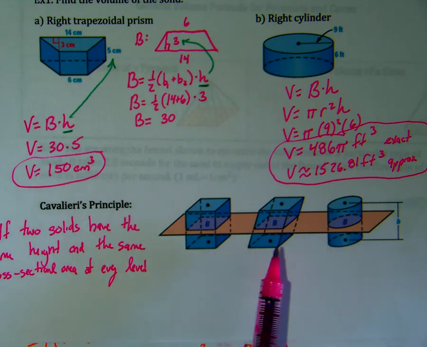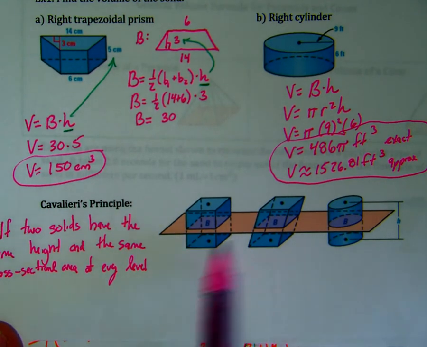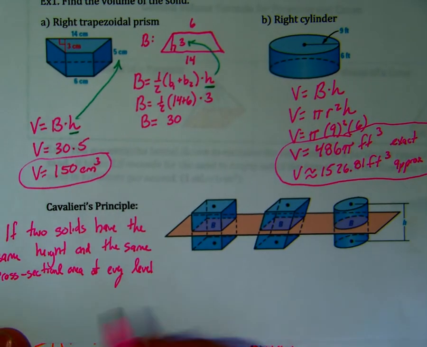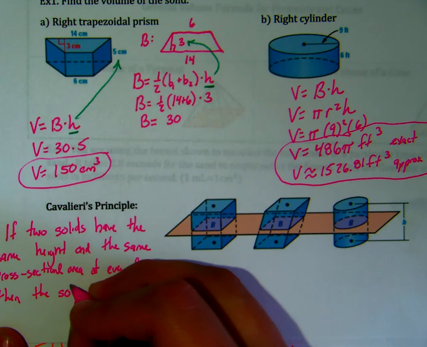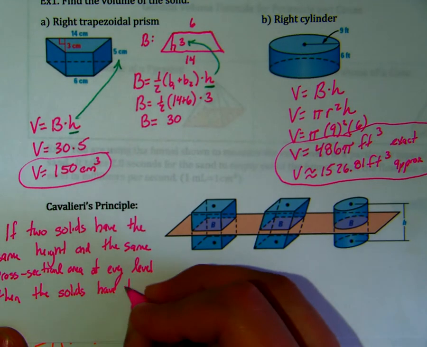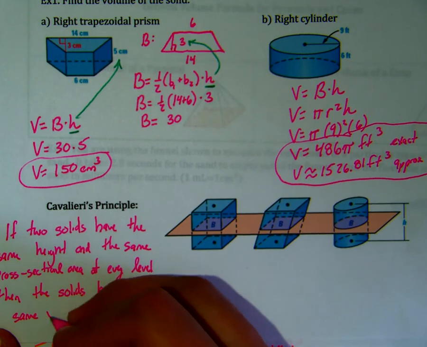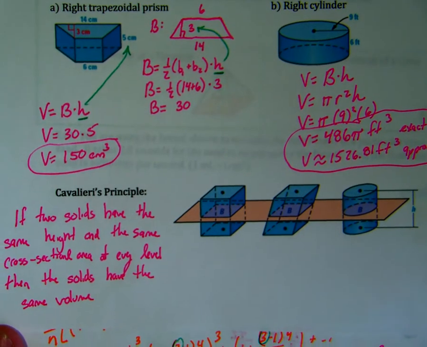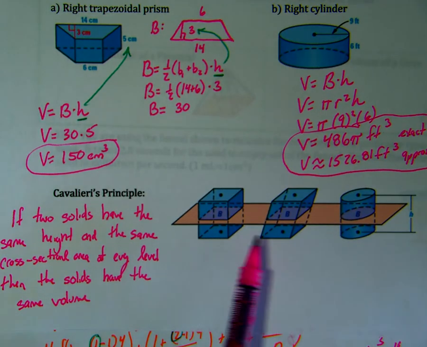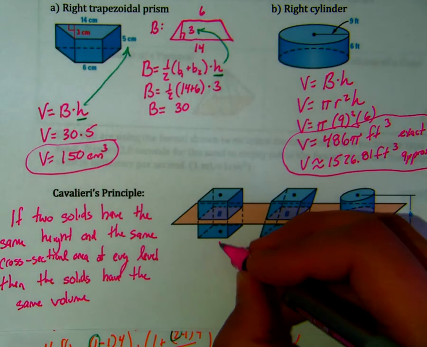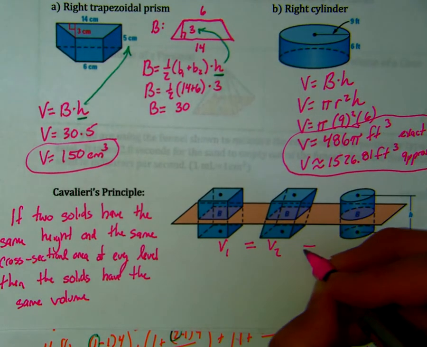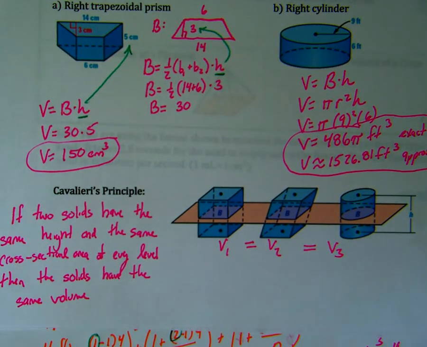So if you have the same height and the same cross-sectional area at every level, so all the slices that you could take horizontally, then the solids have the same volume. If you have the same height and the same area slices everywhere you go, then the shapes all have the same volume. So the volume of that is equal to the volume of that is equal to the volume of that. That's Cavalier's principle.